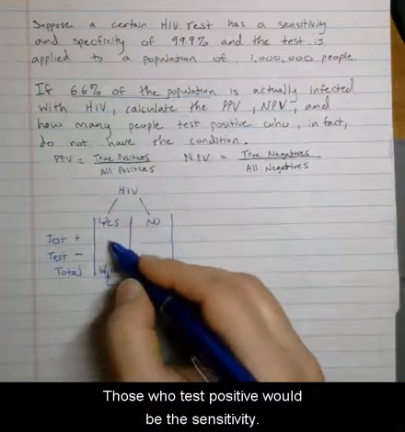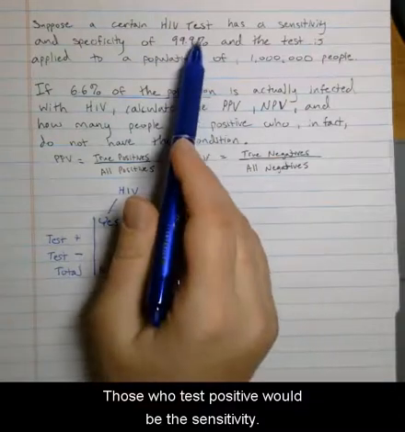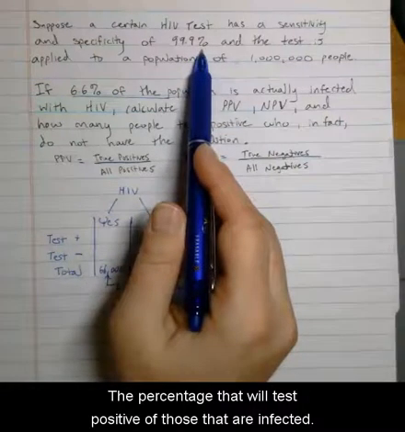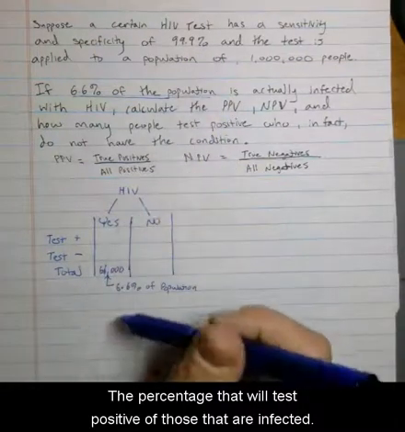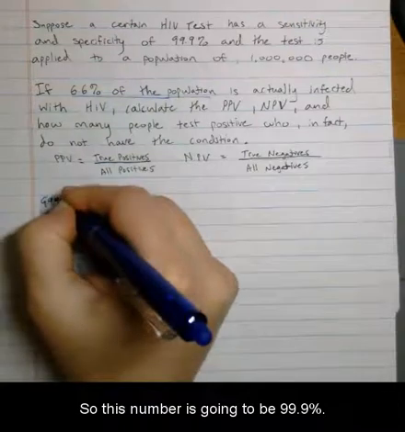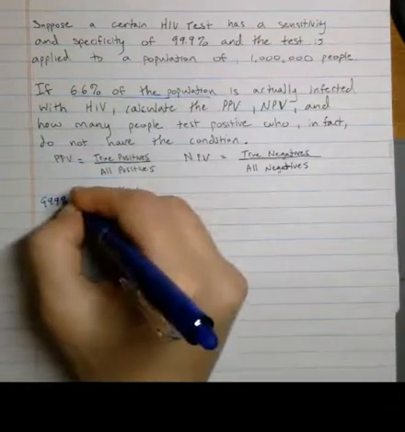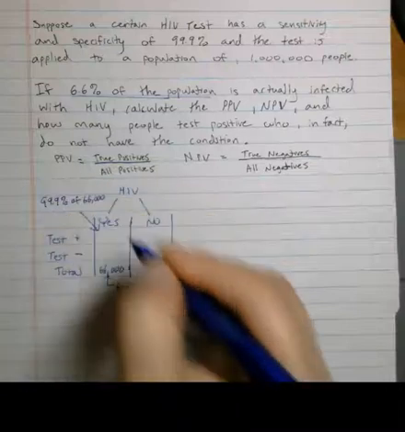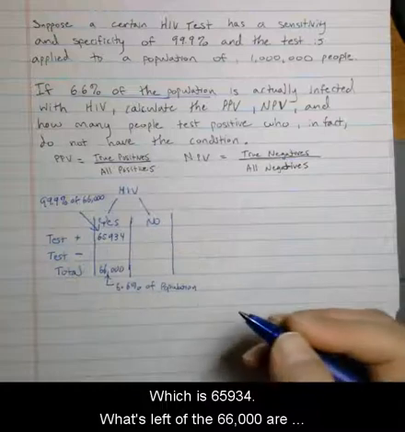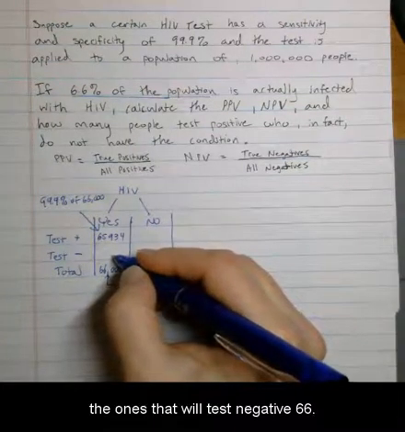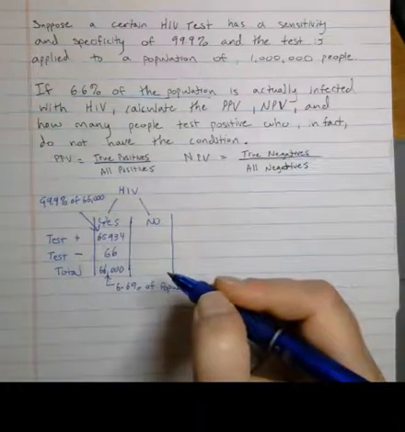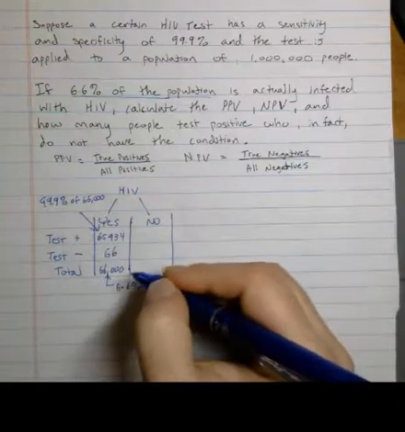Those that test positive would be the sensitivity. So the sensitivity is 99.9%. That's the percentage that will test positive of those that are infected. So this number is going to be 99.9% of the 66,000, which is 65,934. What's left of the 66,000 are the ones that will test negative, 66 of that 66,000.